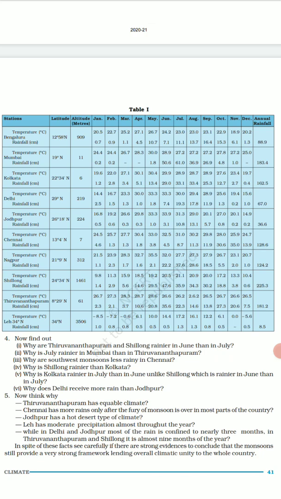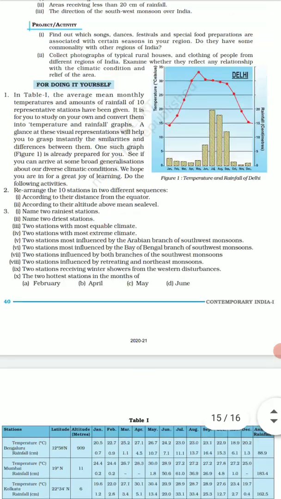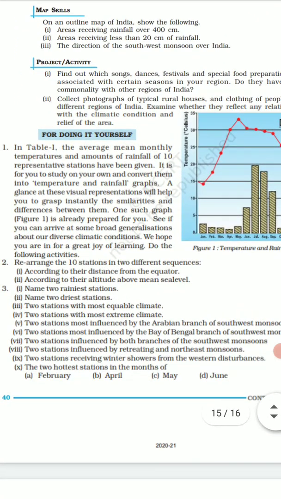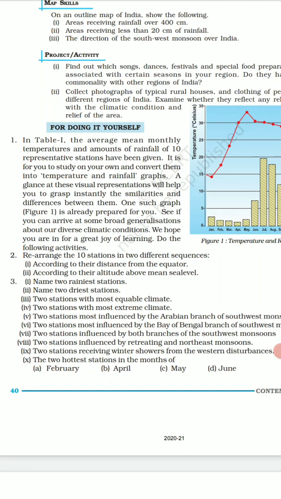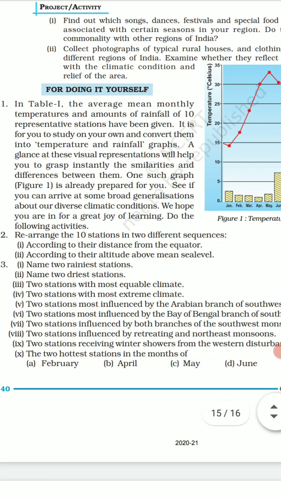Now in the same table, children, you have first 2 columns. First column, of course, the names. What is the second column? Latitude. The third is altitude. Okay, let's come over this question. Question number 2 in the for doing it yourself, page number 40. Here they are asking you to first of all arrange the stations. How? According to their distance from the equator. Which column will be helpful for you?